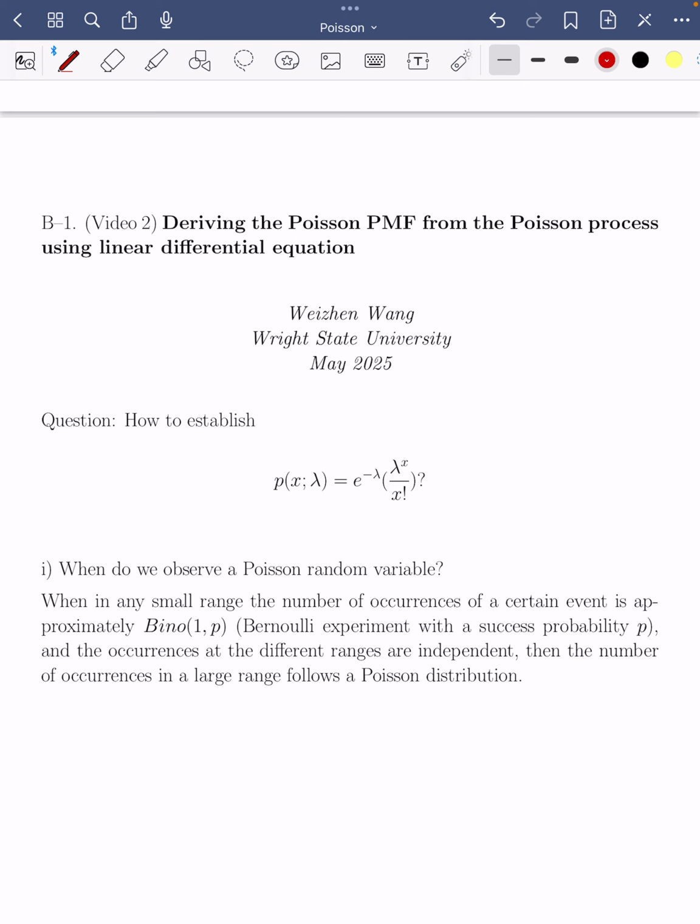Hello, welcome to my second video on deriving the Poisson probability mass function from the Poisson process. So the goal is to establish this probability mass function.